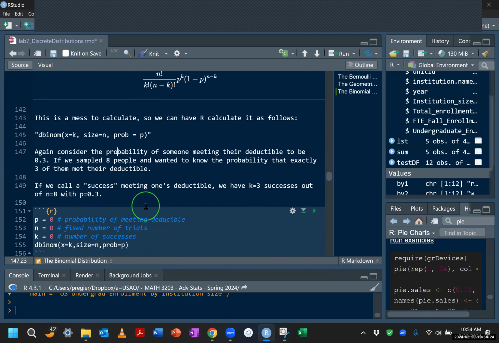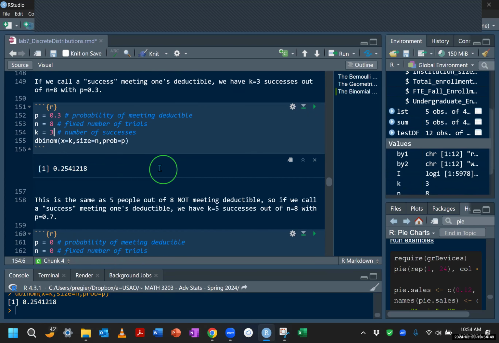So we're going to set it up like this. Success will be meeting one's deductible. So that probability will be 0.3. N will be the total number of people or trials that we're looking at, and K will be the number of successes. So K is 3. This is where we run our function. K is 3 here. We run it, and it tells us the probability. It's got a 25% chance of this situation occurring.